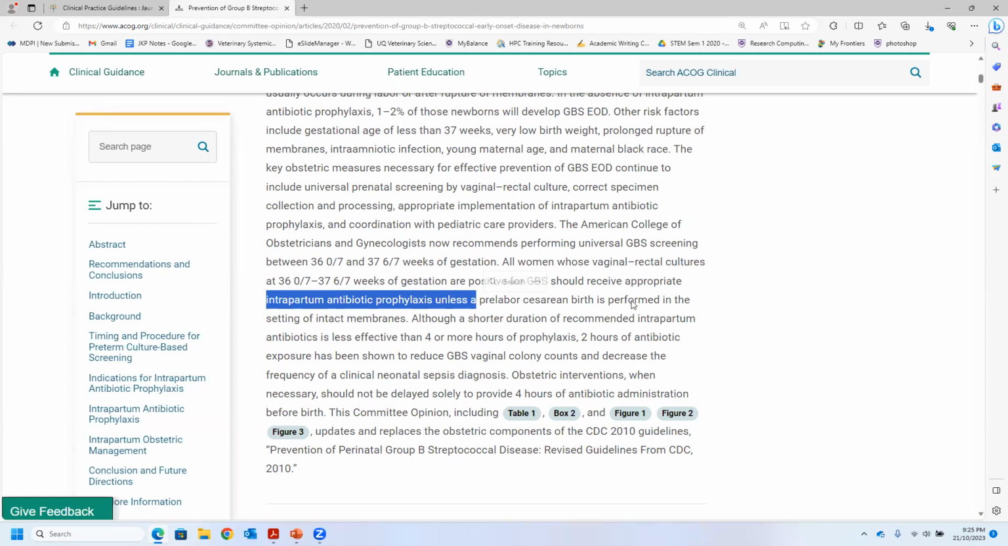unless patient is having a C-section. If you are having a C-section, no need to give antibiotics because baby is not going to go through the vagina. If it's a vaginal birth, you need to give antibiotics. Although a shorter duration of intrapartum antibiotic is less effective, 4 or more hours of prophylaxis is done. So you do it at least before labor.